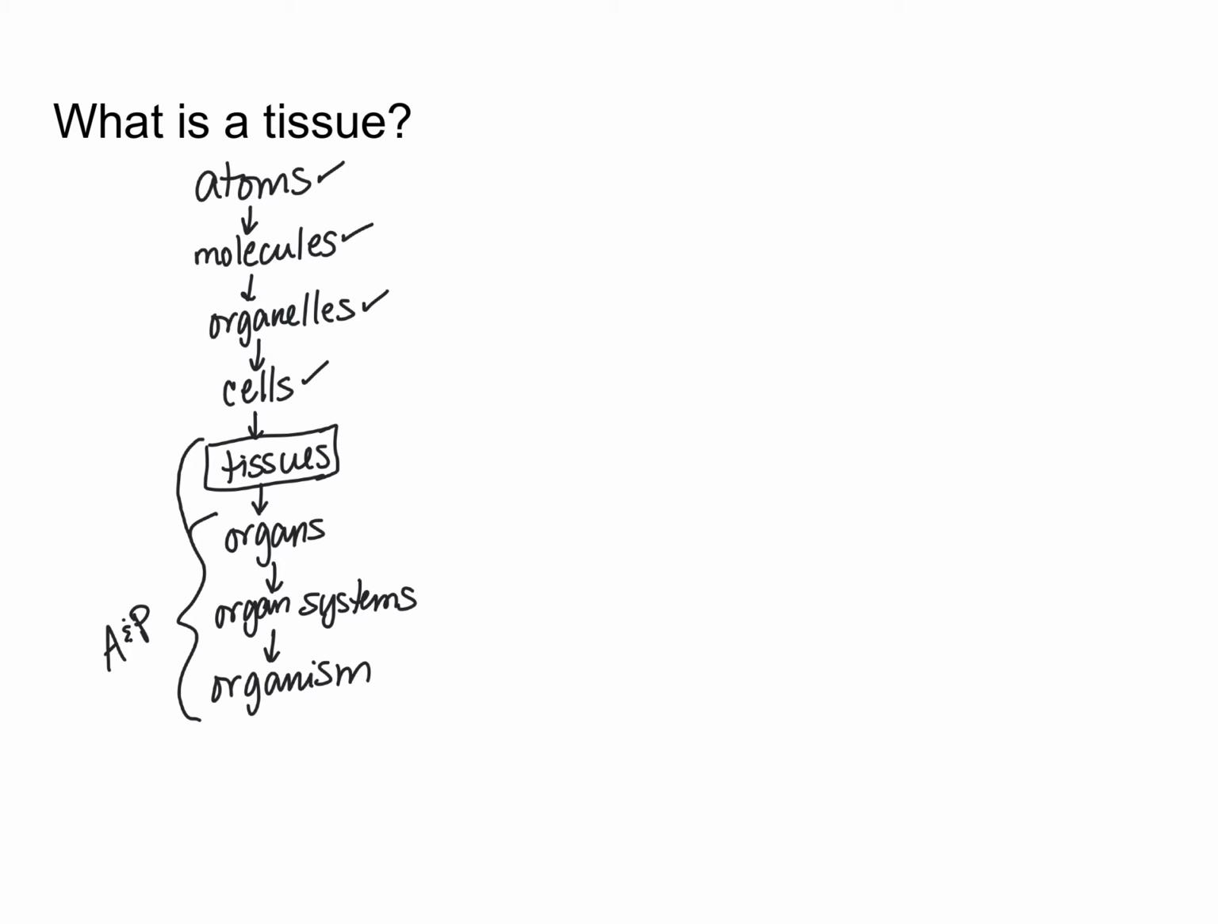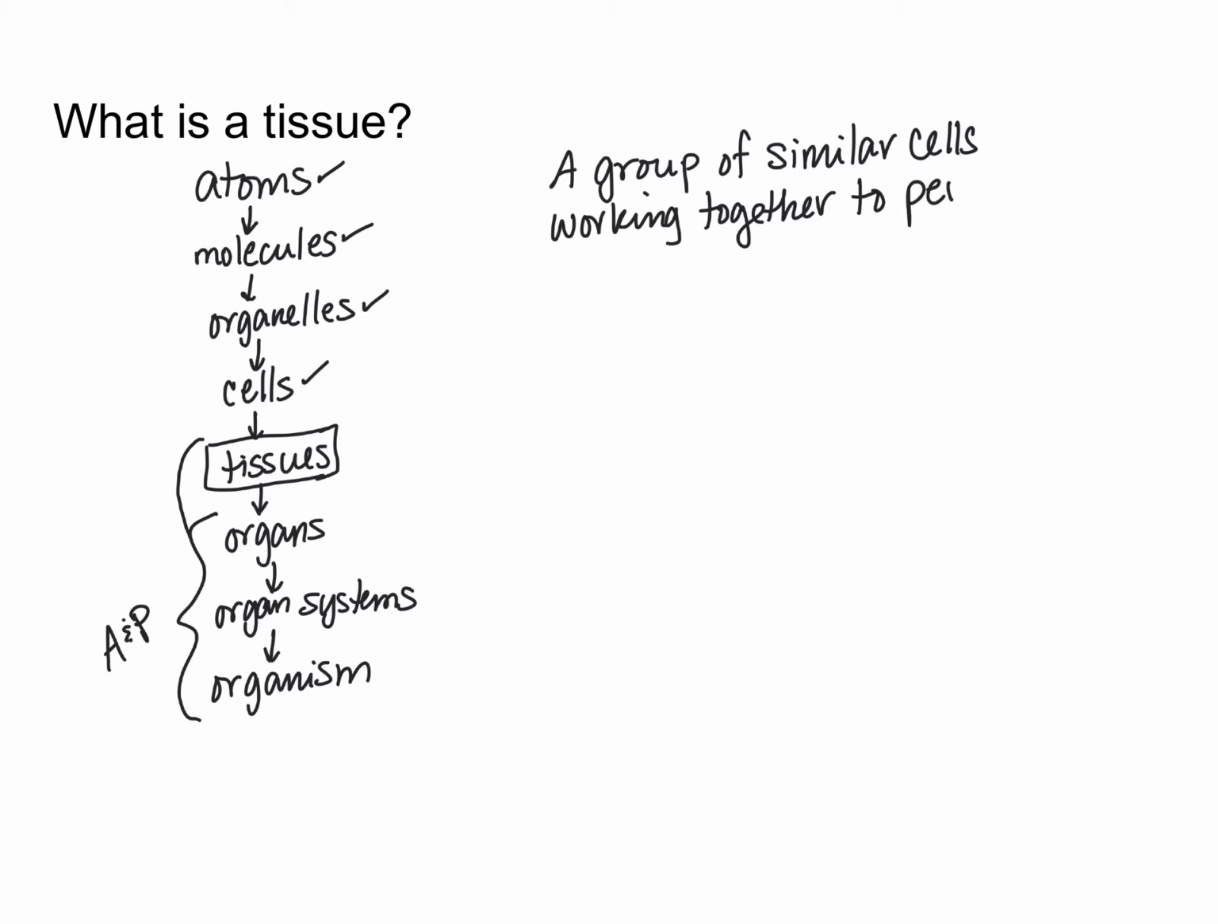A tissue, by definition, is a group of similar cells working together to perform a function. So the definition of a tissue is a group of similar cells working together to perform a function.